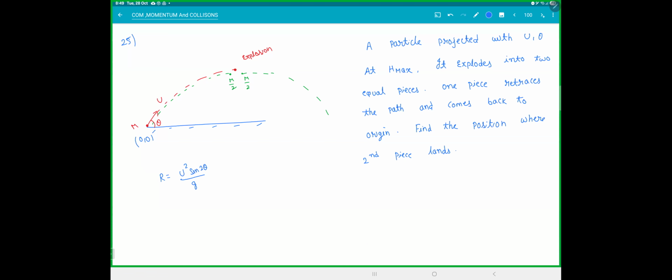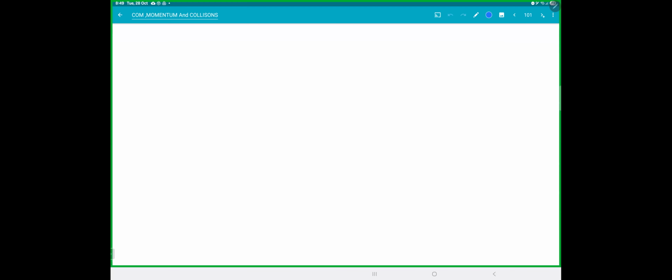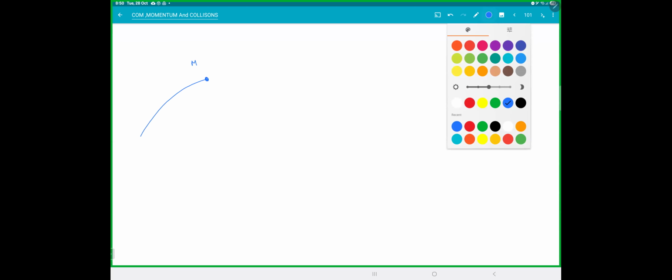Let's see. Again, it was asked from the point of projection. Right, Anvita. See, let's try to do it the previous way, okay? Little lengthy, but you need to understand. So at the highest point, this thing exploded into two pieces. So this guy had a velocity u cos theta. Great. So this is before explosion.